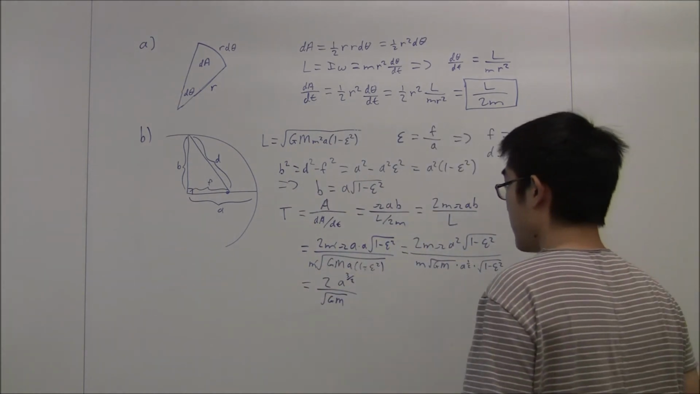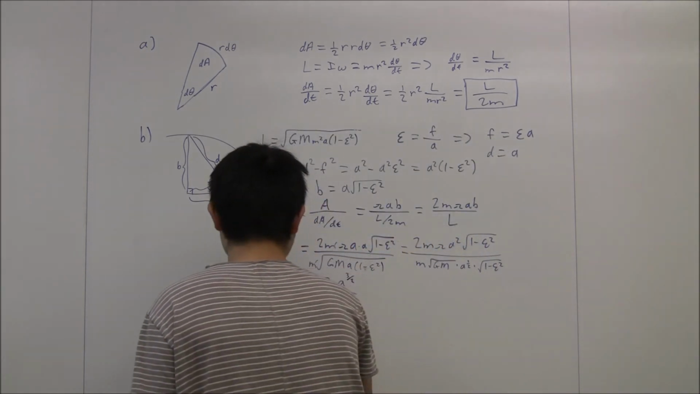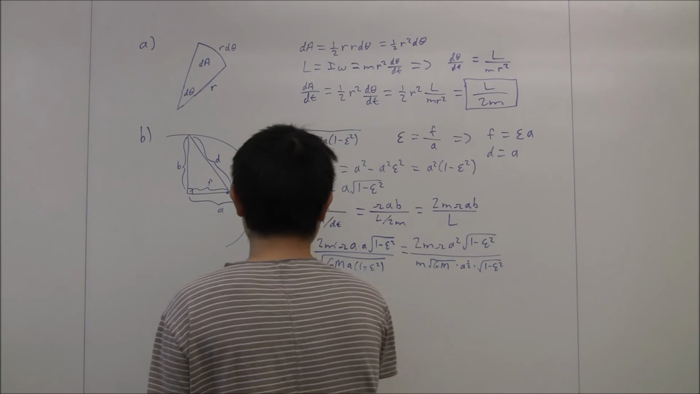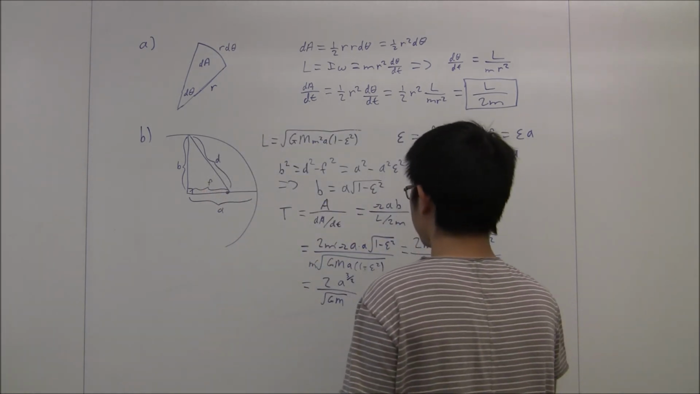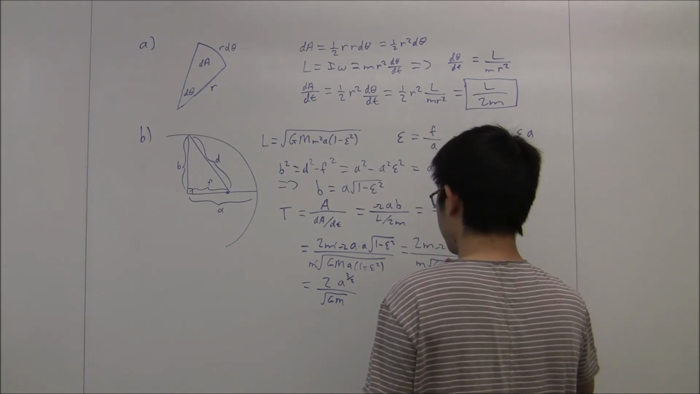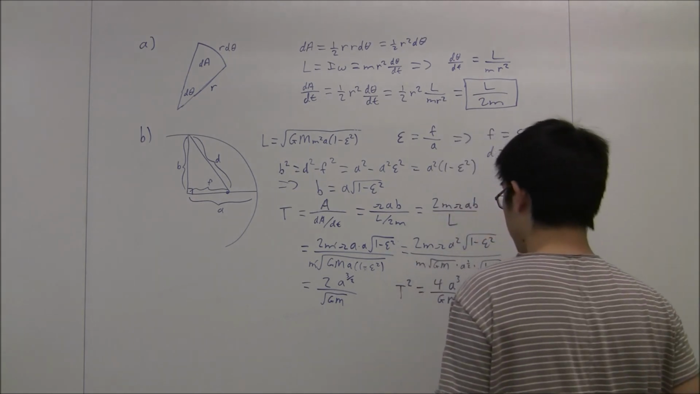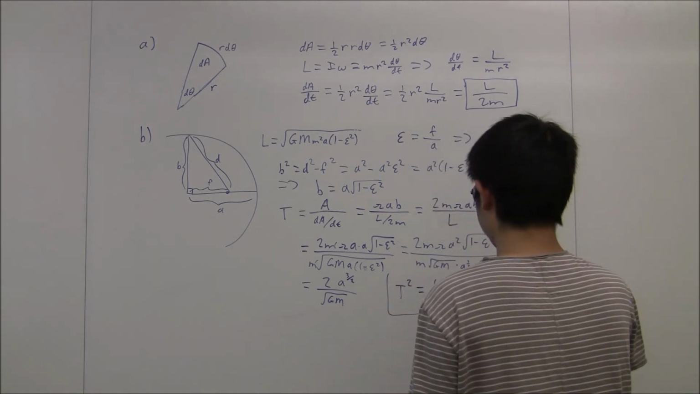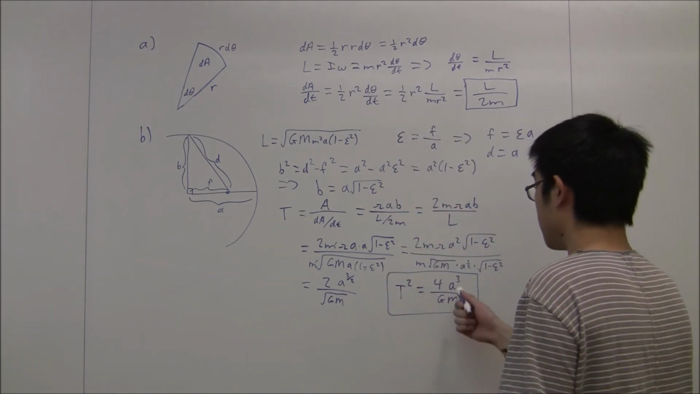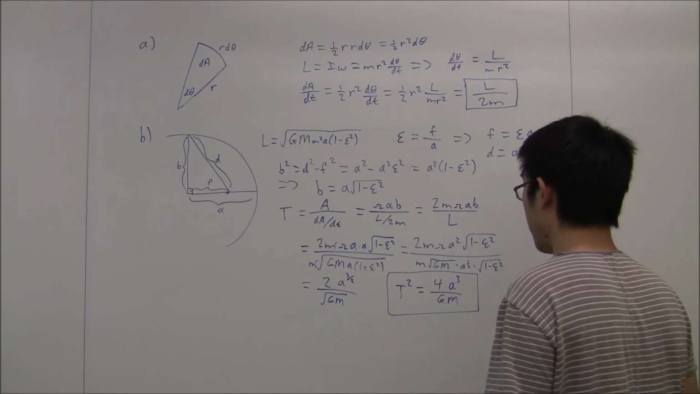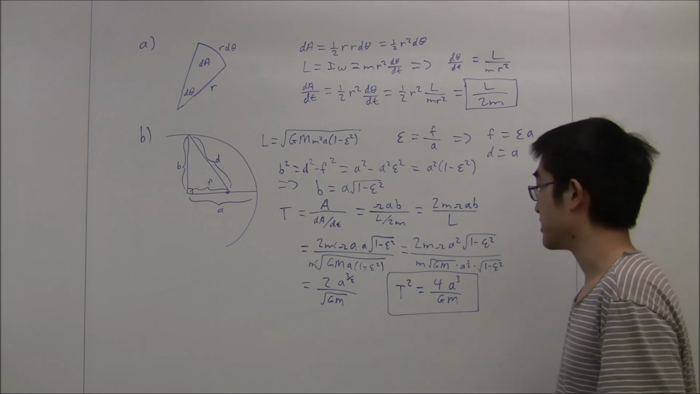Now, this means that if we square the period, so T squared, we get that T squared is equal to 4 pi squared times a to the 3rd over big G times big M. So here we've shown that the square of the period is proportional to the 3rd power of the length of the semi-major axis, which is Kepler's third law.